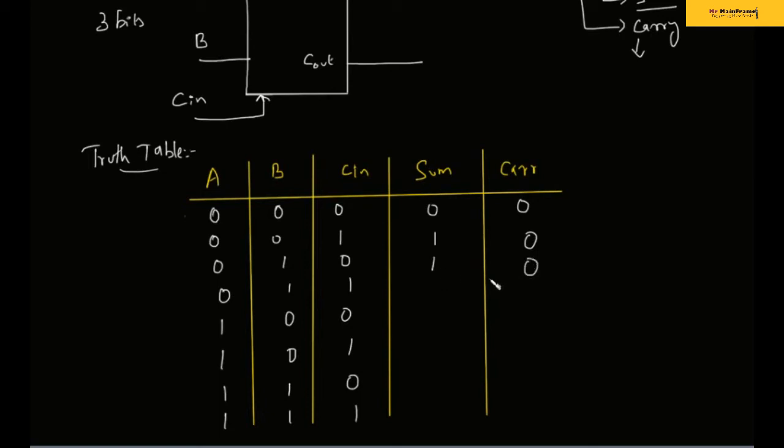So 1 0, sum is 1, carry is 0. But you can say the fourth stage, 0 plus 1 is 1 and 1 plus 1 is 0 1, right? 0 in the sum and 1 in the carry. So sum is 0, the carry is 1, and that 1 is propagating to the most significant bit. So sum is 0 and the carry is 1, right?